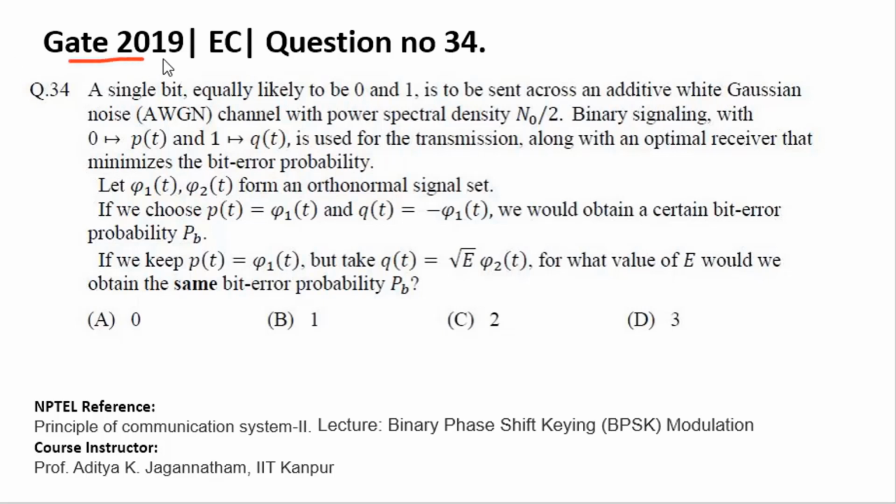This is a question asked in GATE 2019 Electronics and Communication Engineering paper, in which a single bit, which is likely to be 0 and 1, is sent across the additive white Gaussian noise channel, AWGN, whose spectral density is N0 by 2. So the binary signaling representation of this bit, when it is 0, is represented by P of t, and when it is 1, is represented by Q of t. So it is sent across the AWGN channel with an optimal receiver, which minimizes the probability of error.